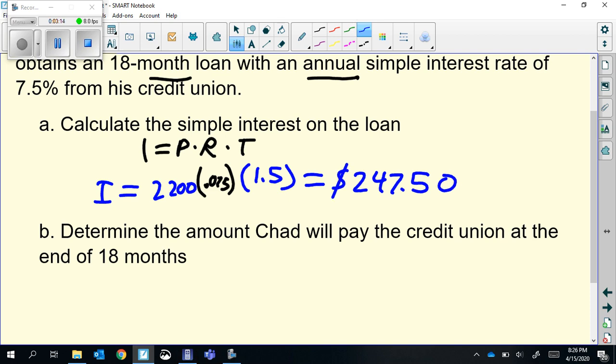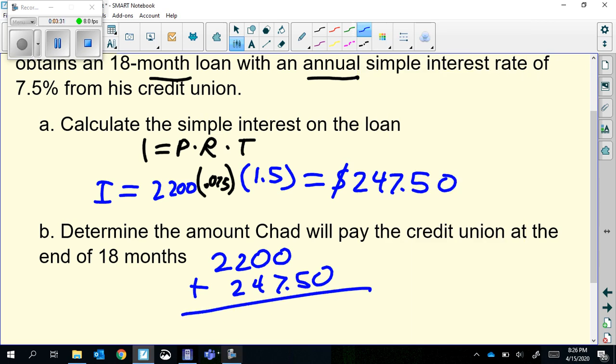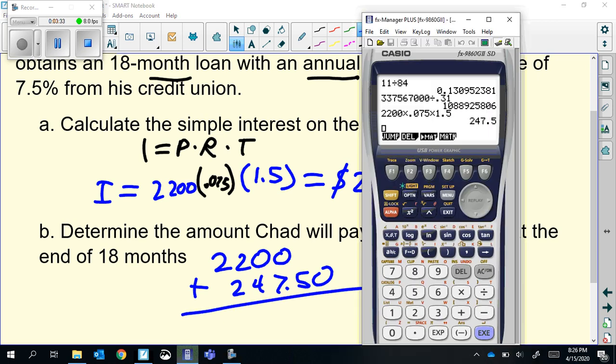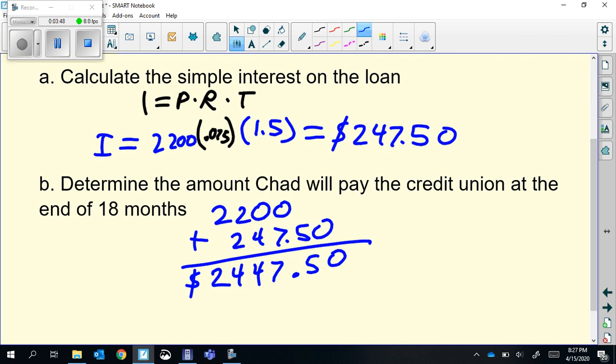So that's just the interest, though. At the end of the 18 months, that means that he will have to pay them the original principal plus the $247.50, which is not terribly difficult to add, so $2,447.50 will have to be paid total.